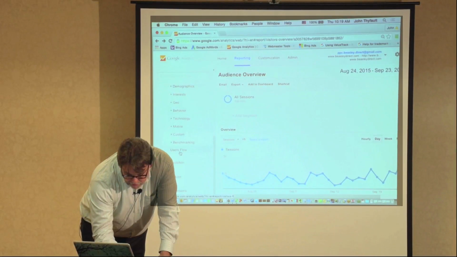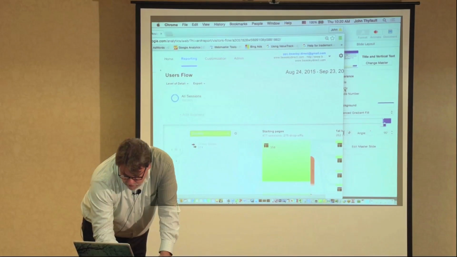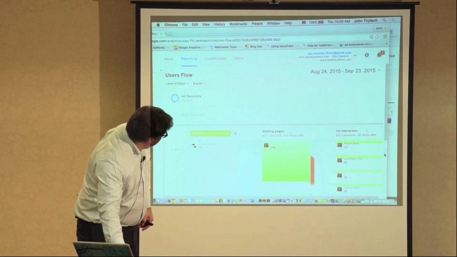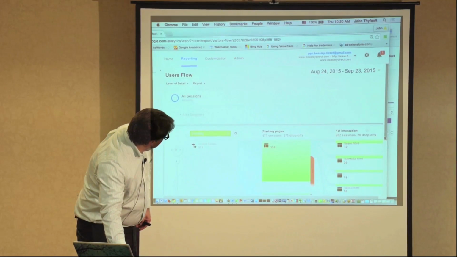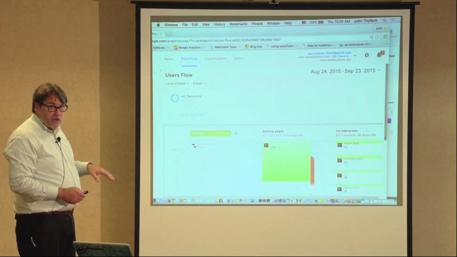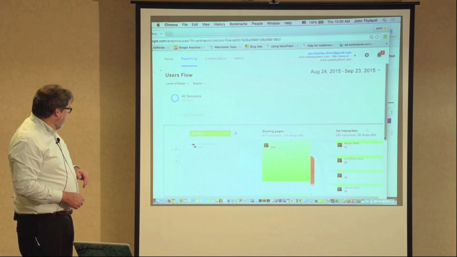Yeah, there it is, user flow. They changed the name. And so here's the lovely Beasley Direct user flow currently. And this is actually a little easier to read than our screenshot there. So we had 371 people coming from the United States.